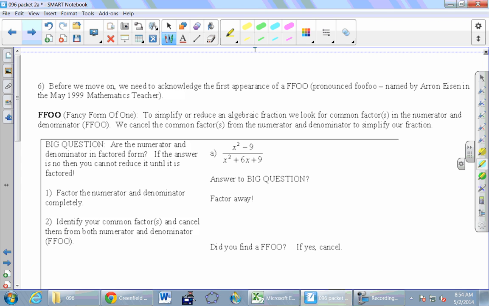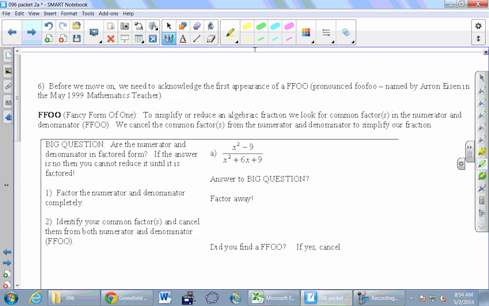And let's give it a shot here in the table. So the big question, first step, are the numerator and denominator in factored form? So look at part A here. X squared minus 9. Is it in factored form? Meaning, is it one thing times another thing? Not at the moment. Right now, it's a subtraction. How about the bottom? Is the bottom one thing times one other thing? No, it's a couple of guys added together.